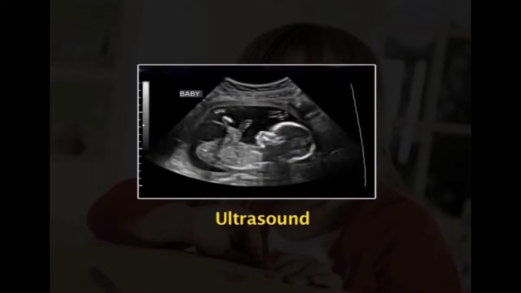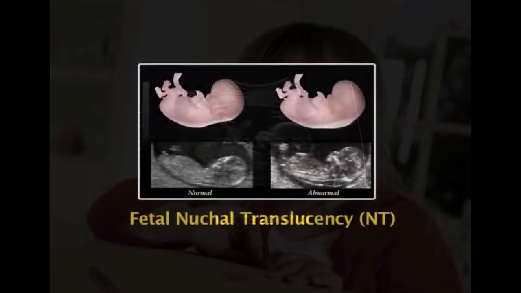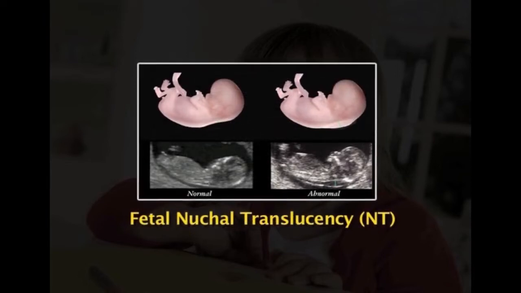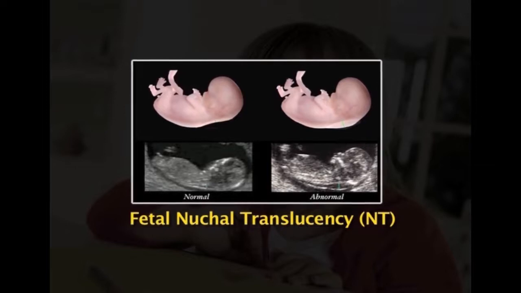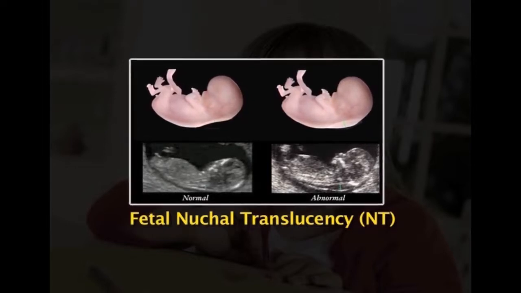Ultrasound imaging can be used for screening Down syndrome. Increased fetal nuchal transparency, called NT, is an indicator for increased risk of Down syndrome. Ultrasound measurement of nuchal transparency is usually performed between 11 and 14 weeks of gestation.